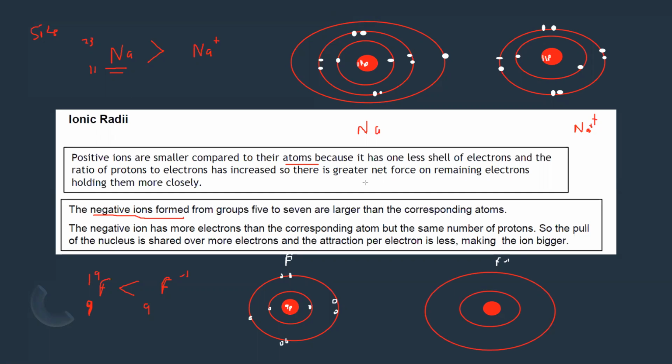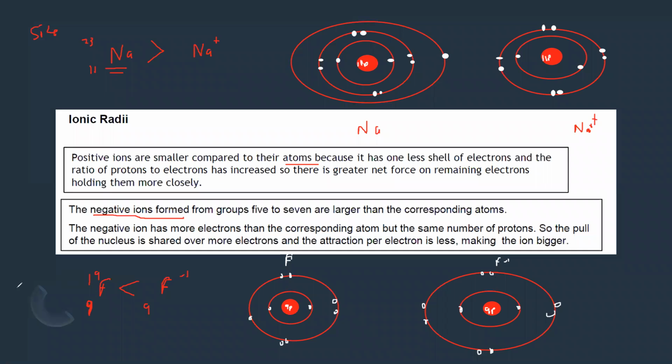Why is it greater or larger in size? There are 9 protons. The first shell has 2 electrons, the second shell has 8 electrons. So each electron experiences a weaker force. That's why it is the same second shell, but a bit farther from the nucleus. So the atomic size increases.